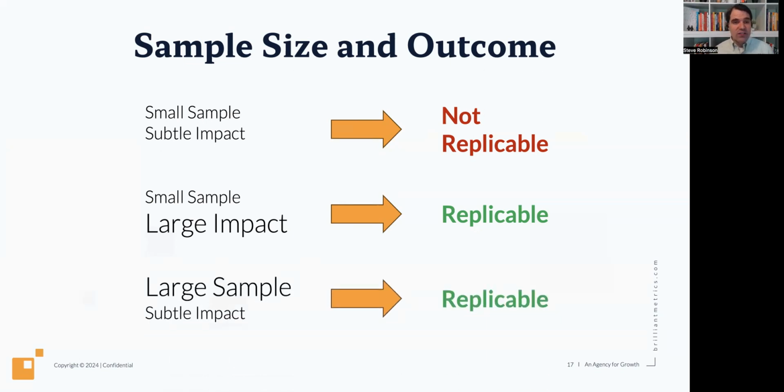Conversely, if you have a really large sample, thousands and thousands of people who saw your ad, or thousands and thousands of people that visited your webpage, and you have a very subtle impact of 1 or 2% change, you can still have a replicable result. You can run that test again and you'll get the same result because you have enough data to validate that very subtle improvement.